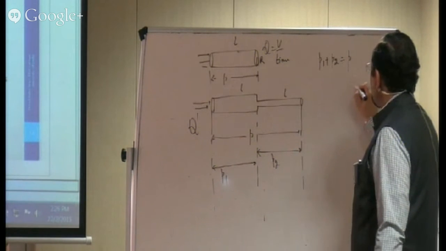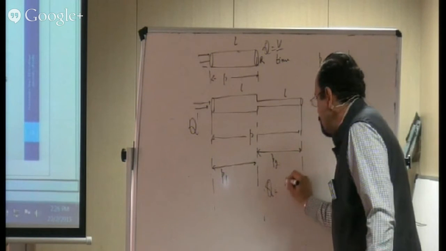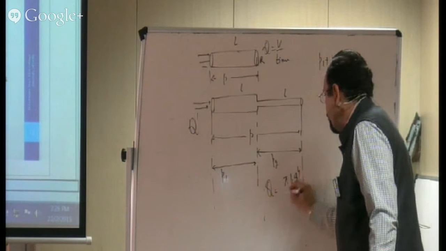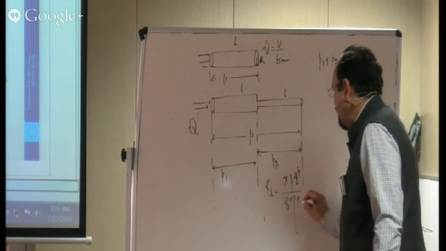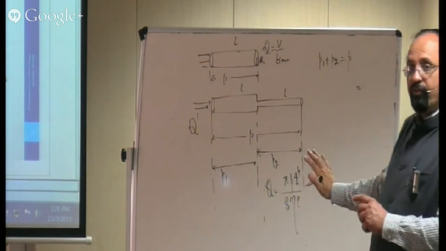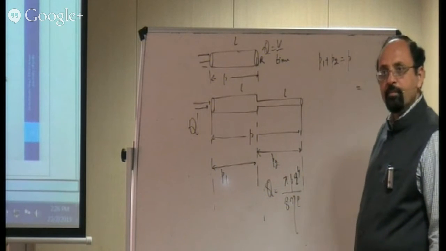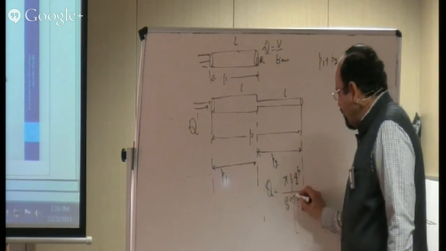Let's write the relation. Keeping this in mind, Q is equal to pi P R^4 divided by 8 eta L. Rate of flow, Poiseuille's formula, quite important for this type of motion. What then is pressure? Look, I won't care for these two.